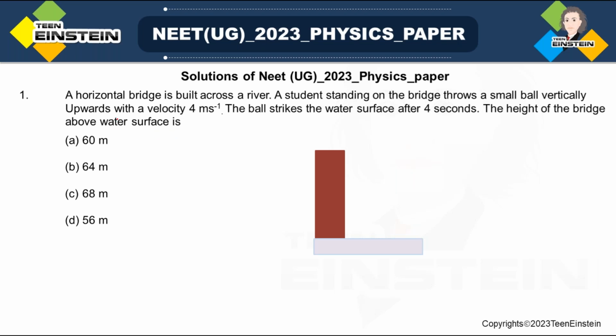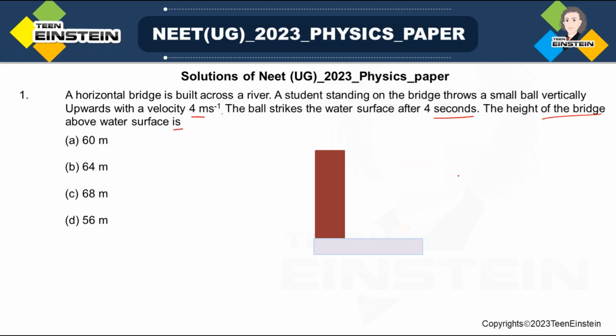So the first question says, a horizontal bridge is built over a river. A student standing on the bridge throws a small ball vertically upwards with a velocity of 4 meters per second. The ball strikes the water surface after 4 seconds. The height of the bridge above the water surface is?